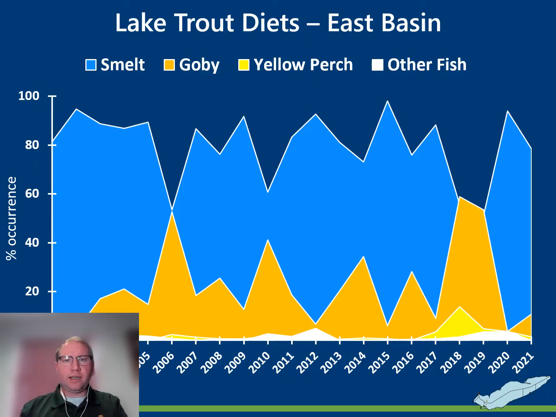Now we'll switch over to lake trout briefly. This is a diet graph, again showing percent occurrence of prey items on the y-axis over time. This blue color again indicates smelt. So lake trout are mostly eating smelt. This is kind of a return to the time series normal that we've seen from a couple of years where they're eating a lot of gobies.